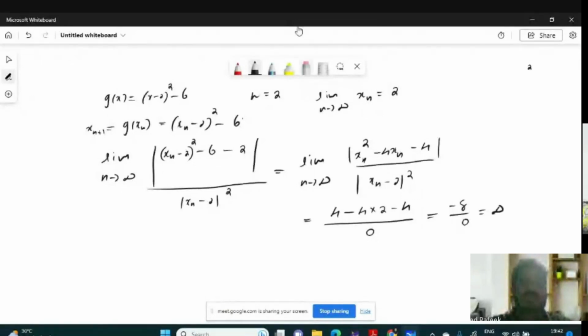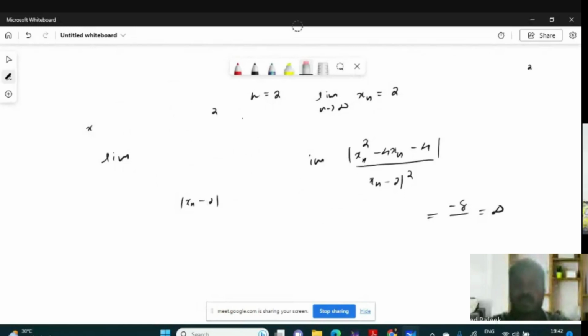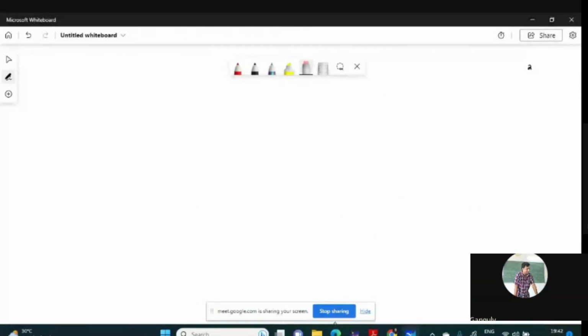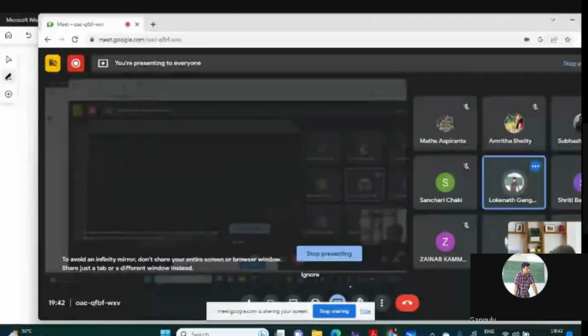Next. Similarly, you can verify the remaining options also. Sir, if you just redo the page, we have the expression as modulus of (xn minus 2) whole square. Yeah, correct. In the previous option, in the numerator we have (xn minus 2), modulus of (xn minus 2) whole square divided by modulus of (xn minus 2) whole square. So the limit becomes 1.